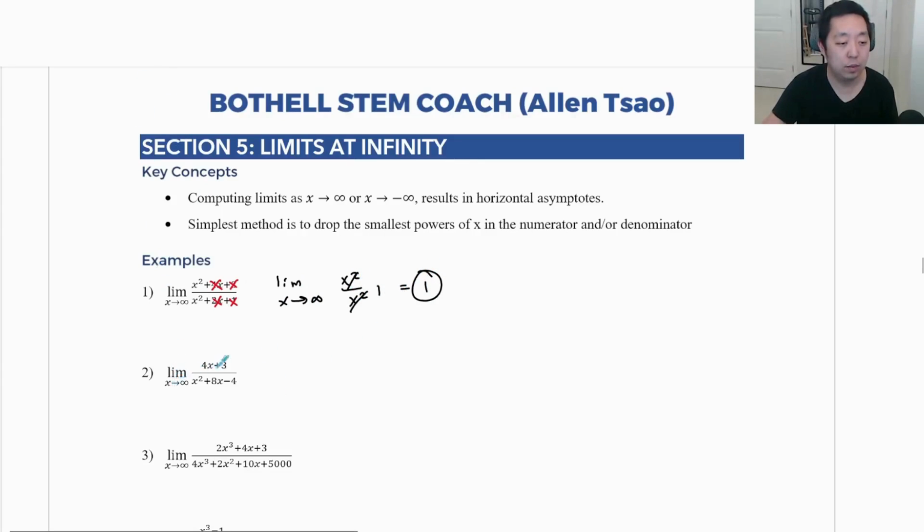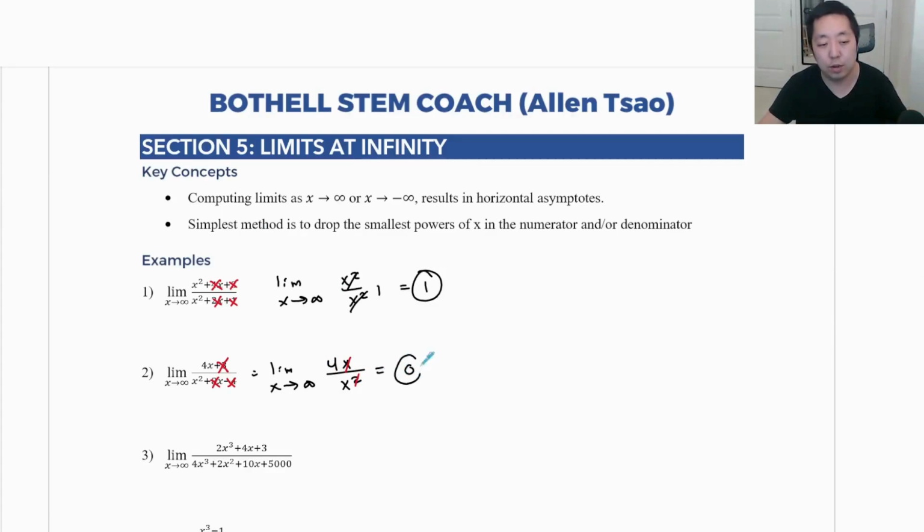Let's look at this one. I'm going to drop the plus 3 because 4x is way bigger. And then on the bottom, x squared is the biggest term. So I'm going to drop these other ones because they become insignificant, basically. Okay? So I just get 4x over x squared. One of those x's will cancel. And then 4 divided by a giant number is going to approach 0.